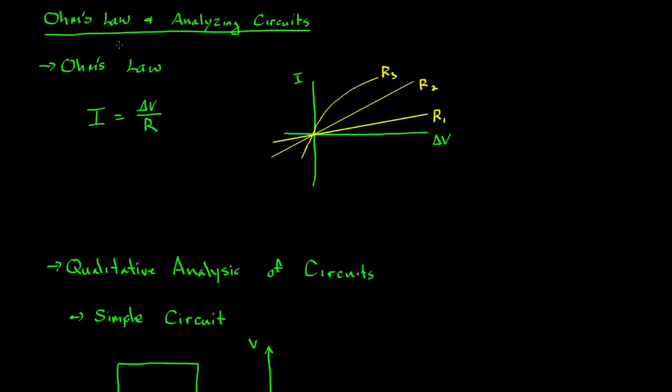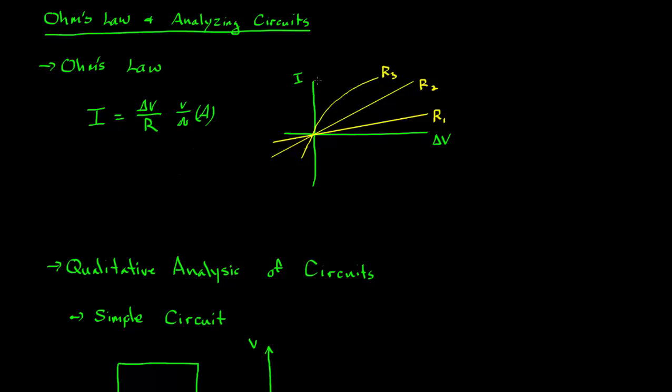So in this lesson, we're going to talk about Ohm's law, and then we'll talk about just a qualitative analysis of circuits. We won't get into actually calculating anything with circuits. So Ohm's law says that the current in a circuit is equal to the potential difference over the resistance. And current, that would be volts per ohm. But we also know that it's just amps. So this is the relationship between it.